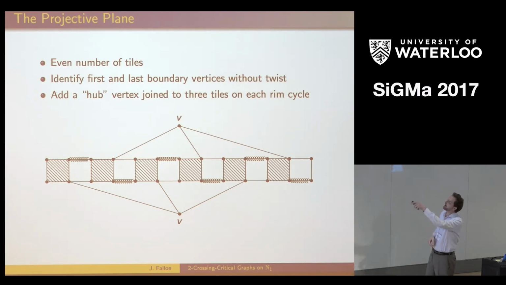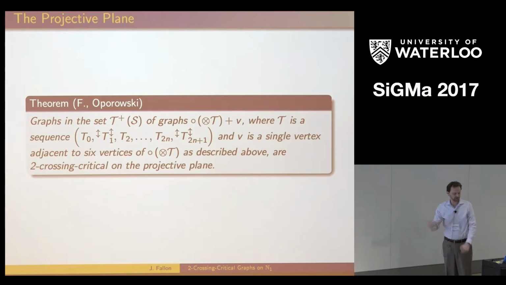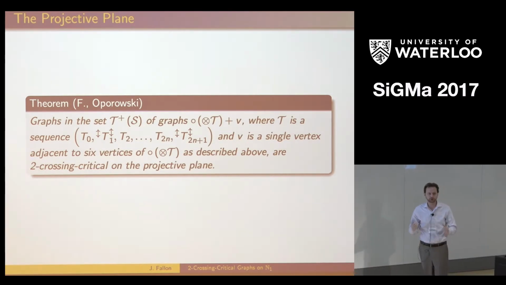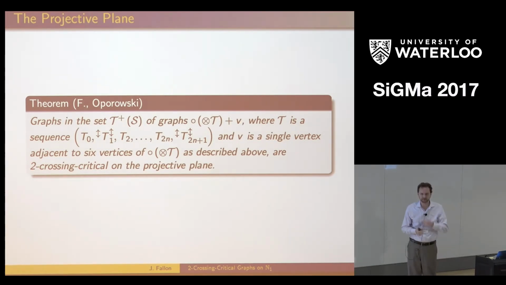And so you can see perhaps that if I reverse the order of these two, there's that two crossings right there, and then we could slap it on the projective plane and see crossing number 2. And it turns out that all the graphs that I construct in this way, this family script T plus, are all two crossing critical on the projective plane, except for maybe a couple of pathological cases where n is very, very small. But these graphs are two crossing critical on the projective plane.